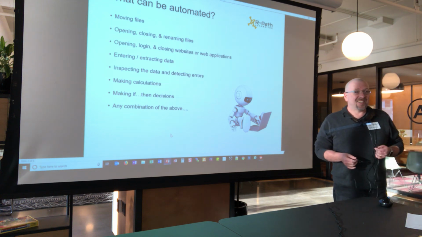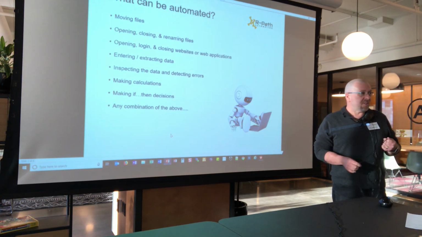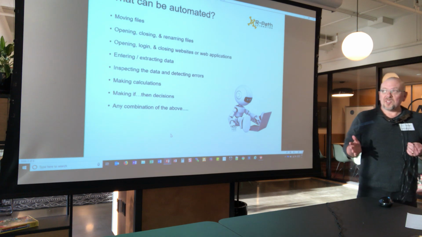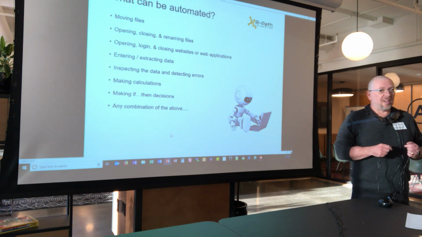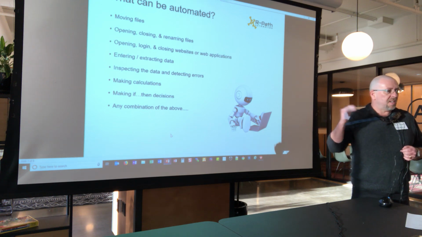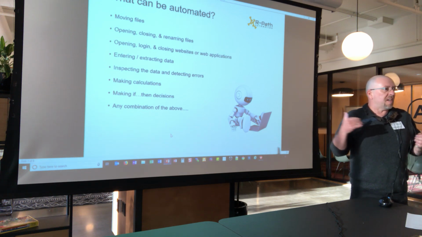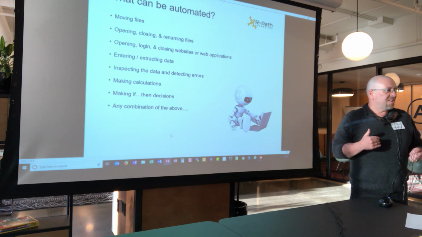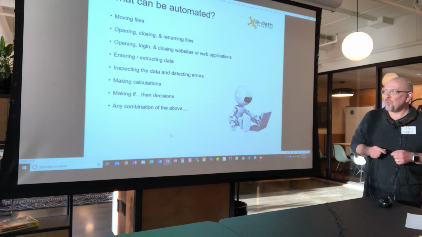Inspecting the data, right? And detecting errors. Nice because it doesn't require a human, right? Humans miss things. A robot's going to subtract 2, multiply by 6, and see if the value equals this every single time the same exact way. So really, really nice for that.